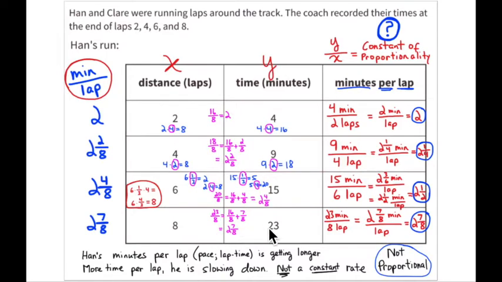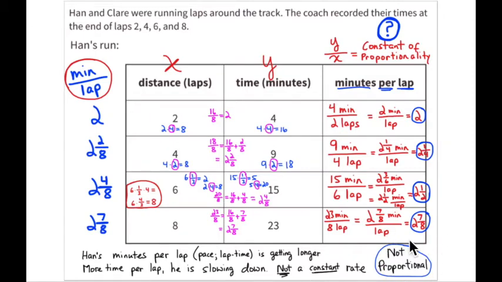Finally, the last one, 23 eighths. Pull out the 16 eighths, that's 2. You're left with 7 eighths. So this is 2 7/8. Hans' minutes per lap, or his pace, or his lap time, is getting longer. He's taking more time to run each lap. So he's slowing down. It's not a constant rate.